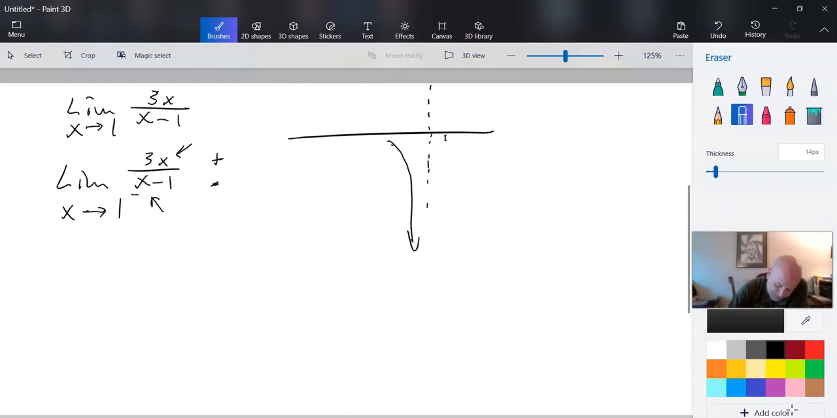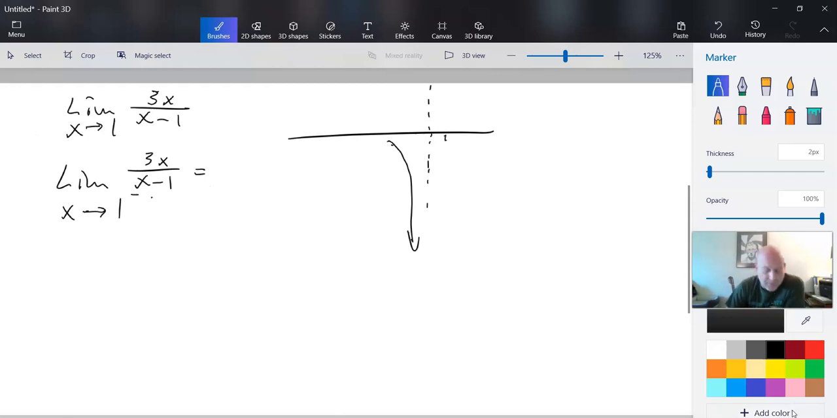So what that means, let me get these guys off of here. And you notice we didn't do any math. We just reasoned this out. If I approach from the left, I go to negative infinity. So now we need to look at it from the right. And again, it's just going to be a reasoning thing. I'm going to approach 1 from the positive side.